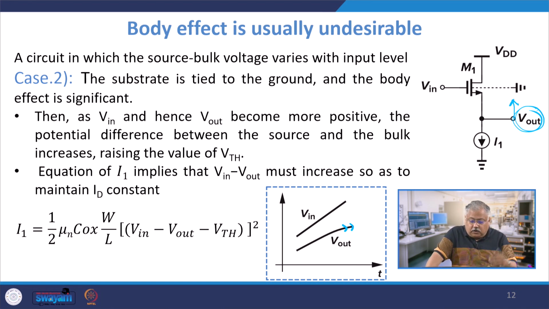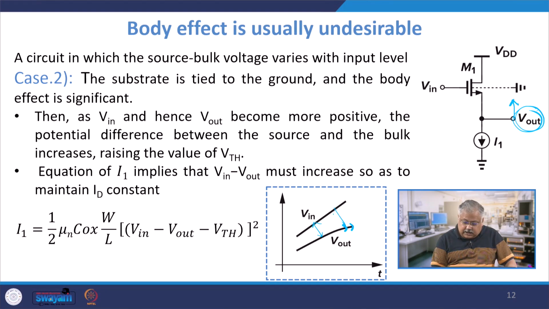So the equation for the current I1 implies that V in minus V out, which is VGS, must increase so as to maintain the current constant. Why? Because your threshold voltage is rising. Please understand, since your threshold voltage is rising because your V out is increasing and your VBS is increasing, to maintain the same current, your gate to source voltage should increase, which means that the difference between V in and V out should be larger and larger. And that is what is happening as you increase V in. So you see, it is getting stretched out, which means the difference is becoming larger for the same current to flow. Therefore, you understand, it's sort of undesirable in places where you don't want it.